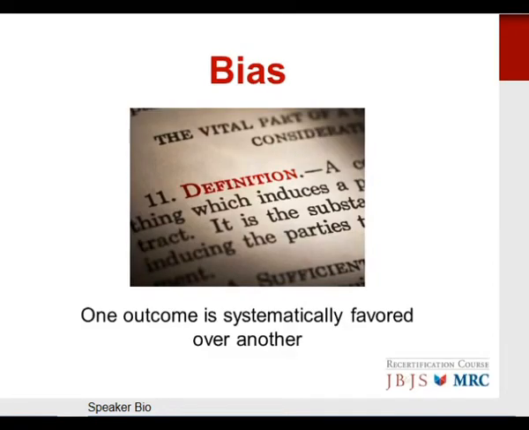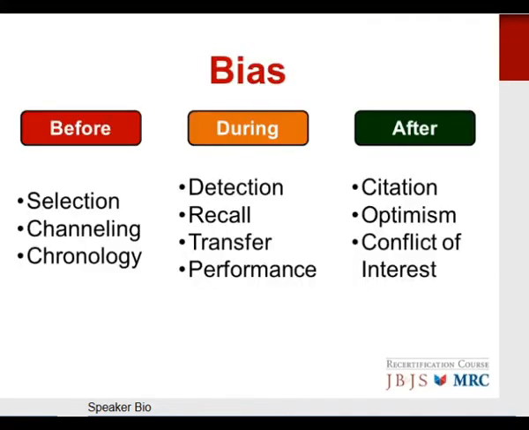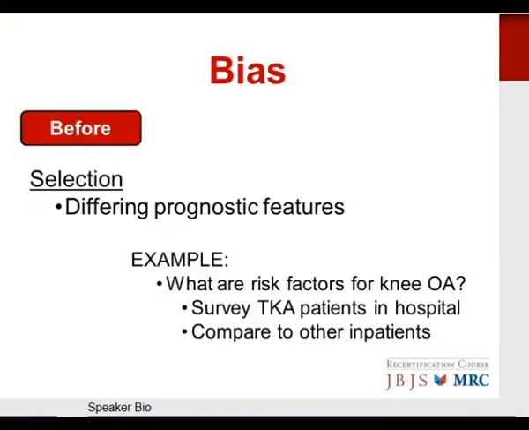So bias is where one outcome is systematically favored over another. And there are 3 different ways, again using a timing analogy, that we can classify bias. There are hundreds of types of bias within orthopedic research. These are the most frequent, and these are the ones that I think are most likely to be tested. Moving to the area before the examination.